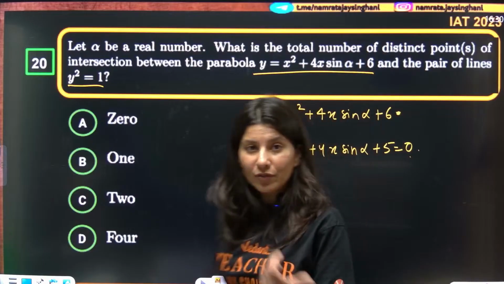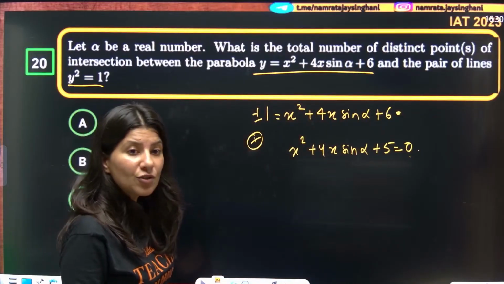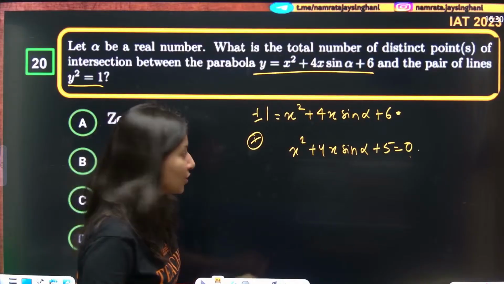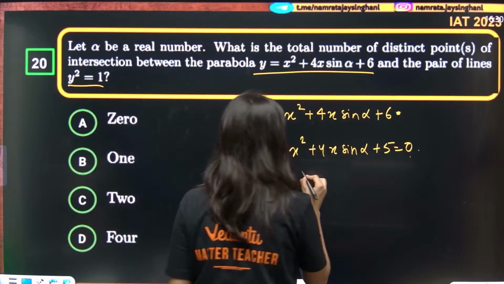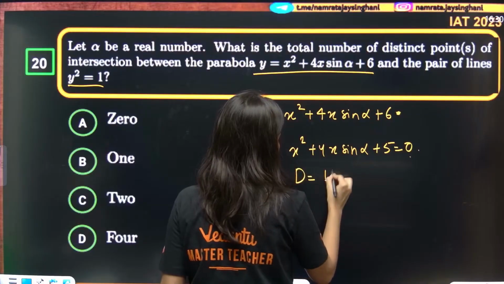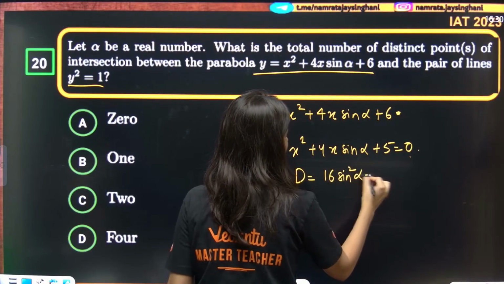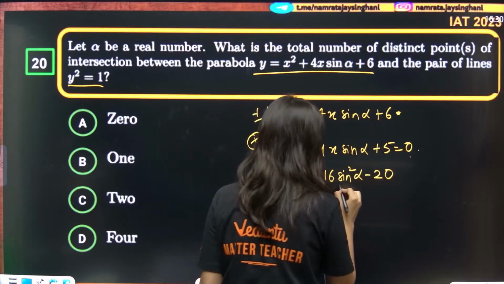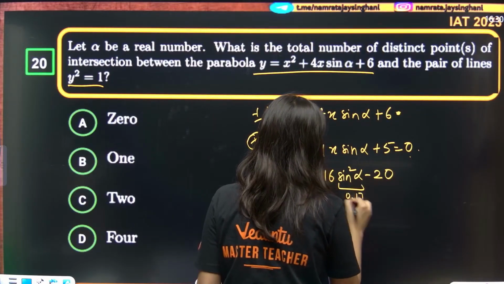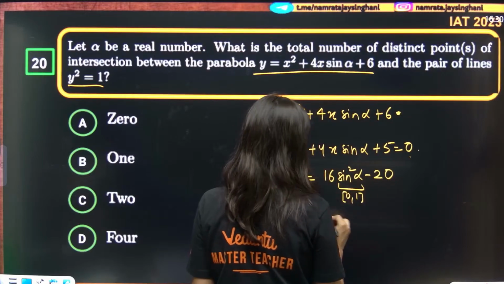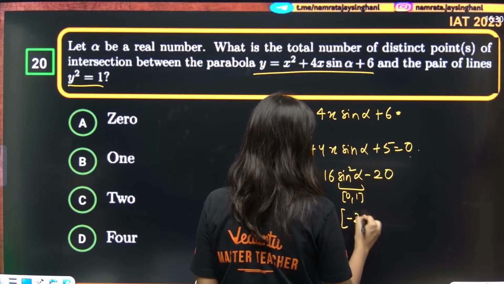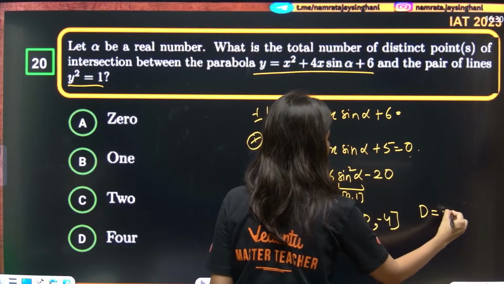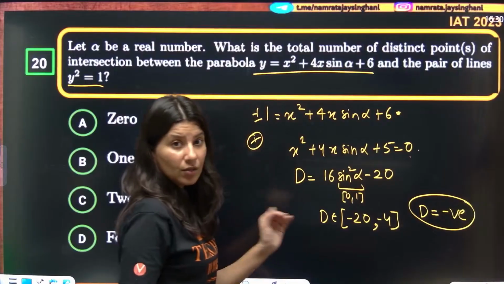You are looking for points of intersection. How do you find the point of intersection of two curves? Just solve them and talk about the number of solutions. So this is a quadratic equation now. The nature of roots is given by the discriminant b square minus 4ac: 16 sine square alpha minus 20. Now tell me, sine square alpha lies between 0 and 1. If it is 0, your discriminant is minus 20, and if it is 1, 16 minus 20 is minus 4. Can you see your discriminant is negative? That means there will be no real roots, correct?